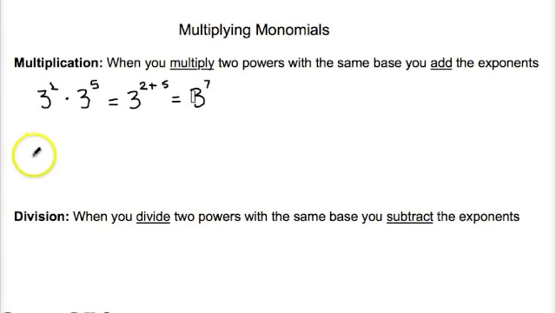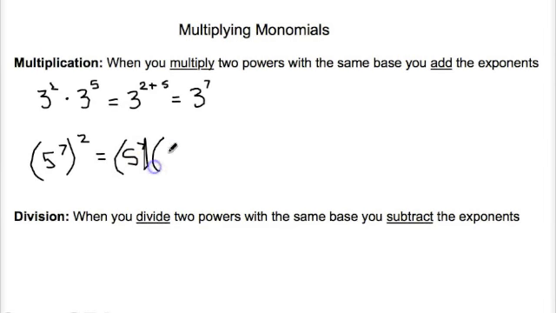Another rule that goes along with this is the power of a power. So in other words, if you had 5 exponent 7 to the power of 2, that would be the same as 5 exponent 7 times 5 exponent 7. You add the exponents, which is 14. However, the shortcut, as you should remember from last year, is 2 times 7. If I'm going to add 7 twice, it's the same as 2 times 7.